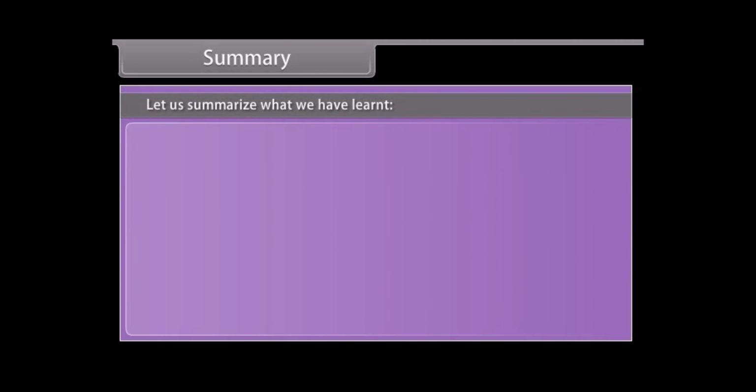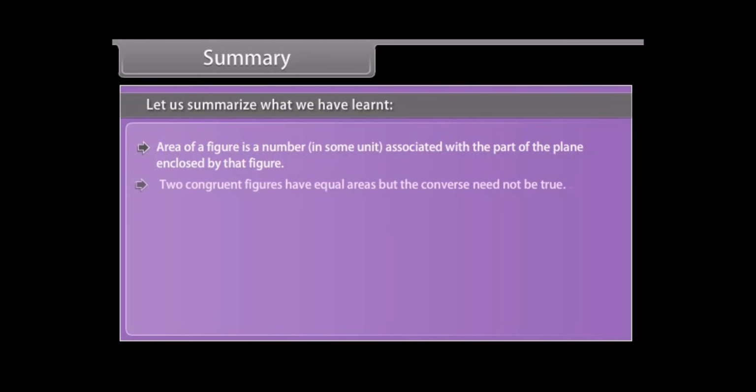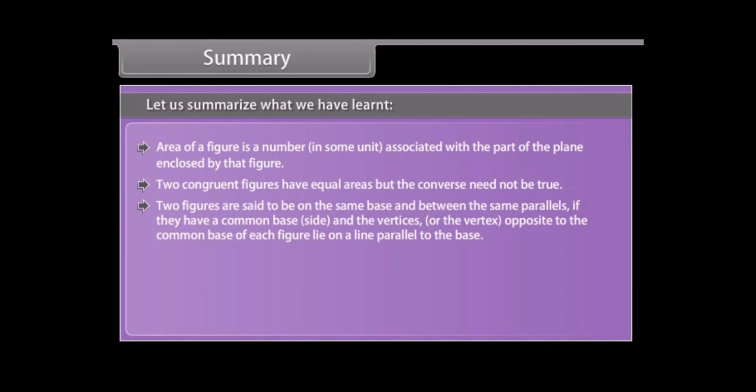Summary. Let us summarize what we have learned. Area of a figure is a number in some unit associated with the part of the plane enclosed by that figure. Two congruent figures have equal areas, but the converse need not be true. Two figures are said to be on the same base and between the same parallels if they have a common base, and the vertices or the vertex opposite to the common base of each figure lie on a line parallel to the base.